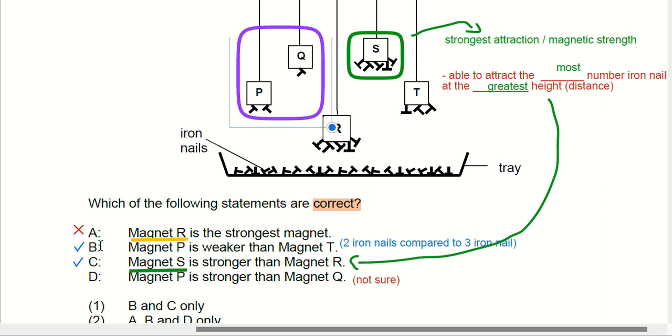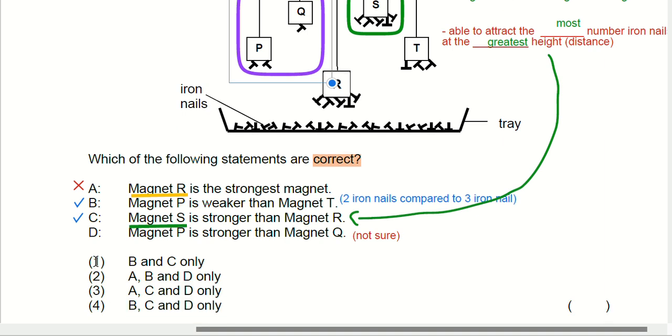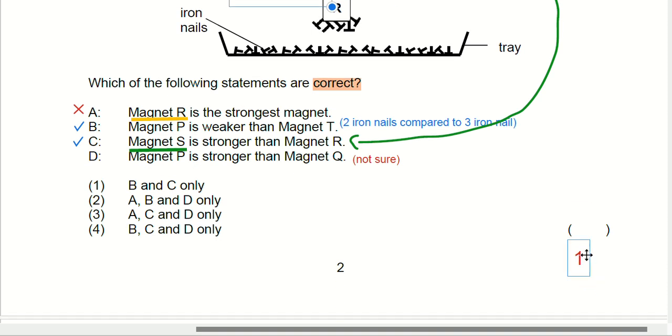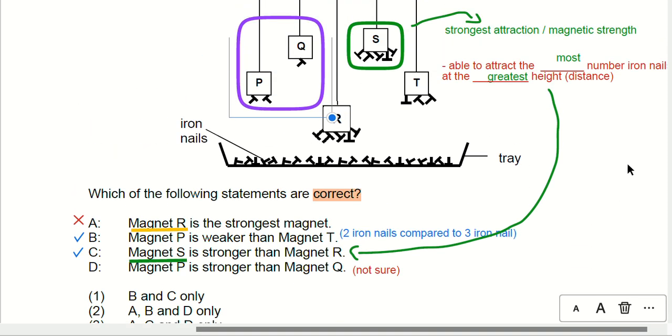So from here, B and C have a tick. So the answer will be number 1. Hope you can understand now. You have a clearer picture.